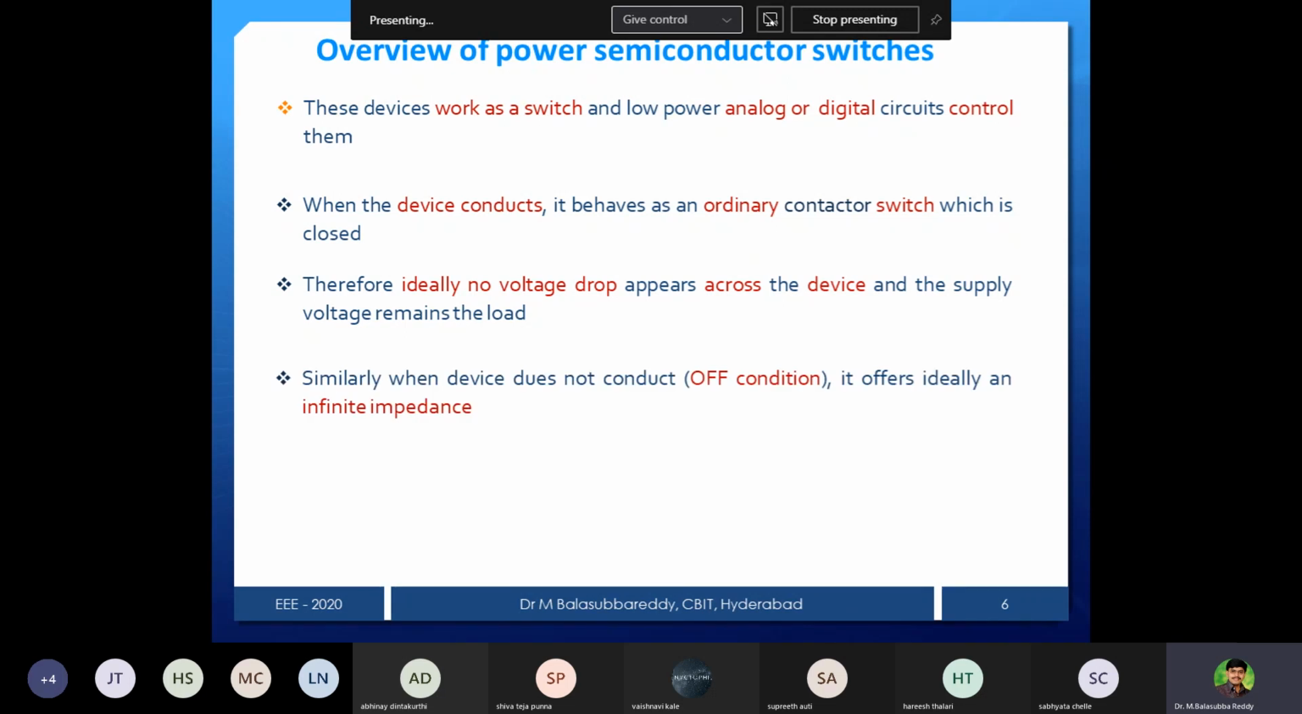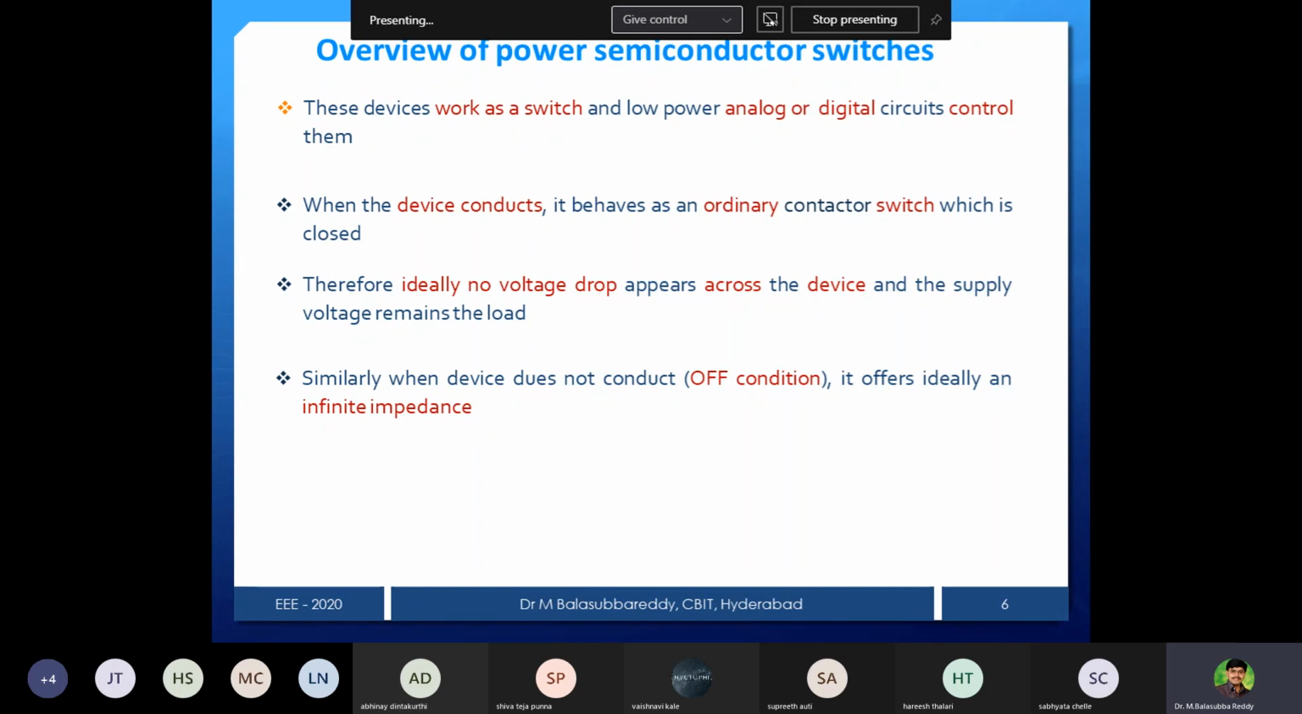Similarly, when the device does not conduct, meaning the off state, then it acts as an infinite impedance. What is the meaning of that? When the device is in the off state, automatically it acts as an open circuit. That's why I mentioned here infinite impedance.